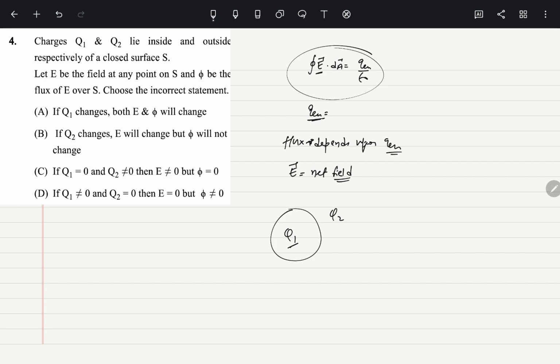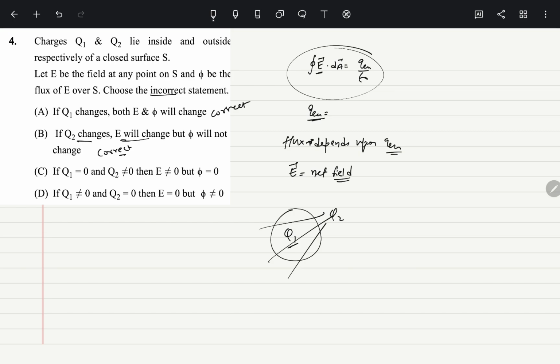The electric field has to change because that charge is changing. So option B is correct. We need to choose the incorrect one. If Q2 changes, E will change, but phi will not change. This is also correct. Q2 is the outside charge, so whatever the value of Q2, the flux due to this closed surface will be 0 every time, irrespective of the charge. But the net electric field will change. This is also correct.